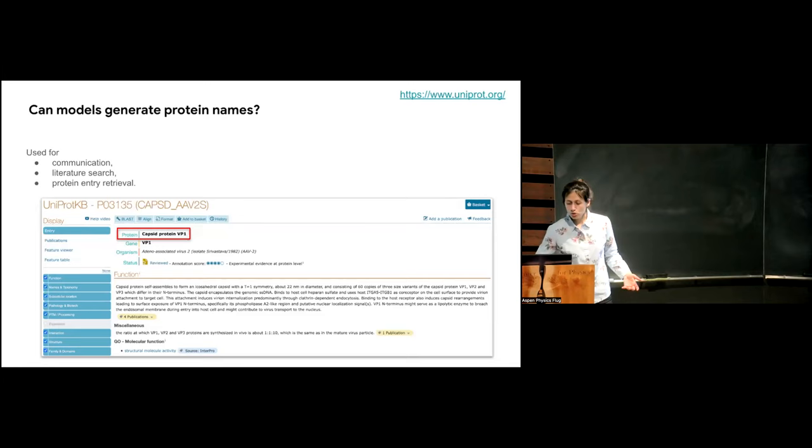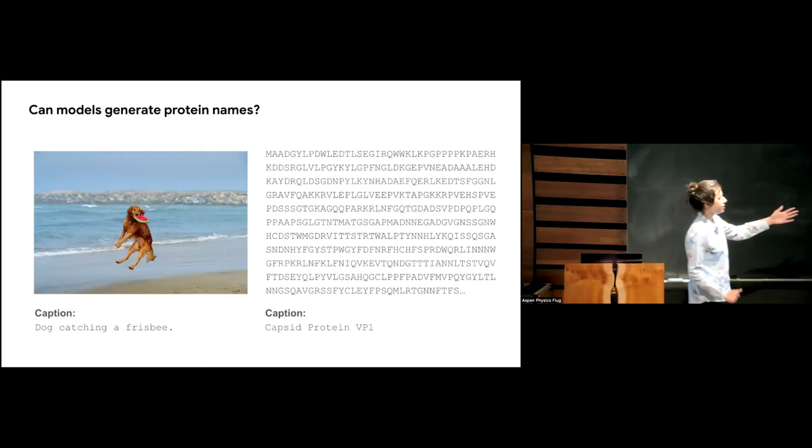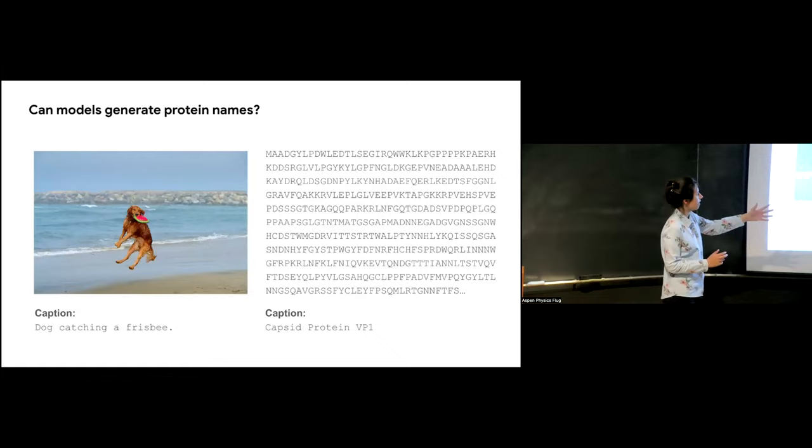At the moment, the models are great. They'll tell you that this is a dog catching a frisbee, right? And that's very useful if you're interested in the images. And what we want to do is give it an amino acid sequence and have it tell us, oh yeah, this is a capsid protein, VP1 or VP2, whatever. It should be able to do this. The problem, of course, is that I can tell you, yes, this is a dog catching a frisbee, the model did a good job.